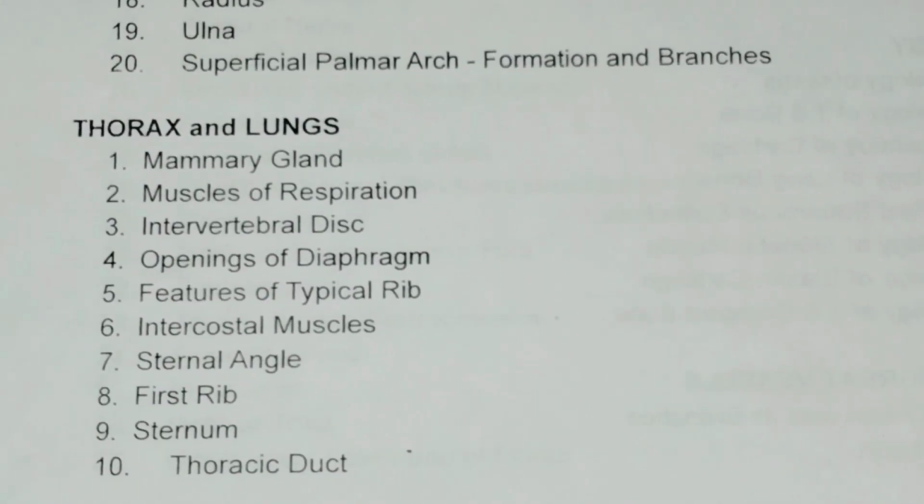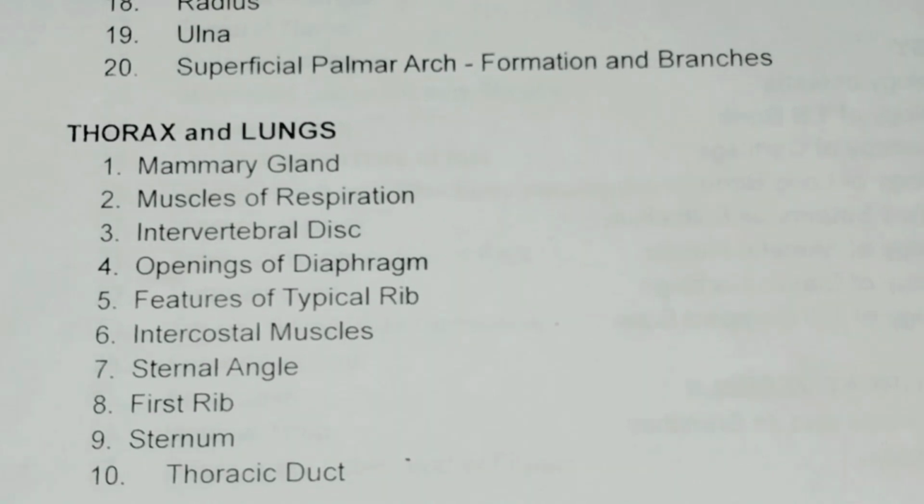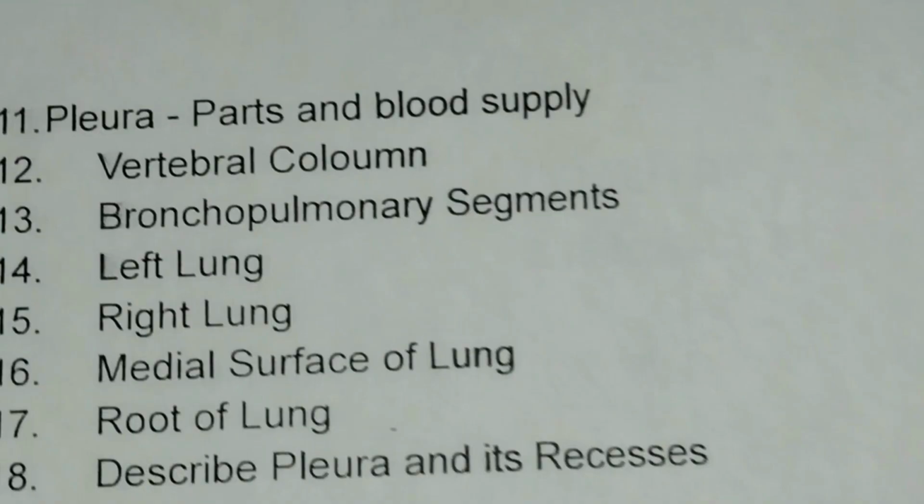Now coming to the next part, that is thorax. In this, the first topic is mammary gland. The second one, muscles of respiration. Third one, intervertebral disc. Fourth one, openings of diaphragm. Fifth one, features of typical rib. Sixth one, intercostal muscles. Seventh one, sternal angle. Eighth one, first rib. Ninth one, sternum. 10th one, thoracic duct. 11th one, pleura.